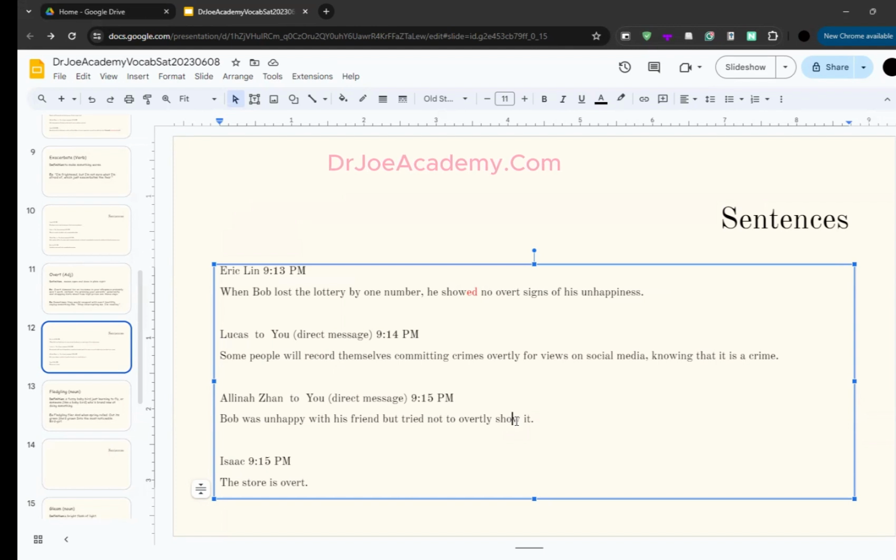Some people will record themselves committing crimes overtly for views on social media, knowing that it is a crime. Great job, Lucas. So great sentence for this word, very detailed. And Alina, do you want to read your sentence? Bob was unhappy with his friend but tried not to overtly show it. Well done, Alina. Great sentence as well. And Isaac, do you want to read your sentence?